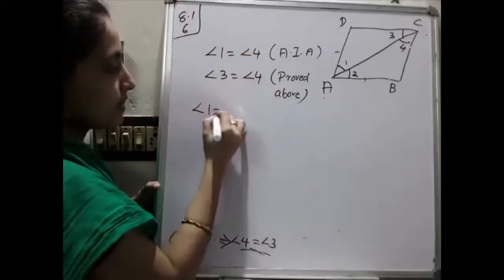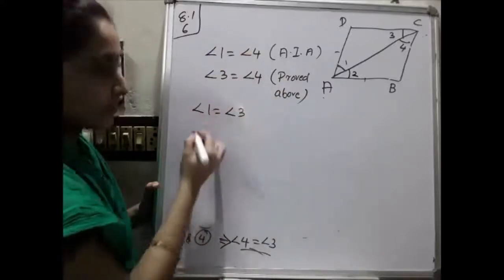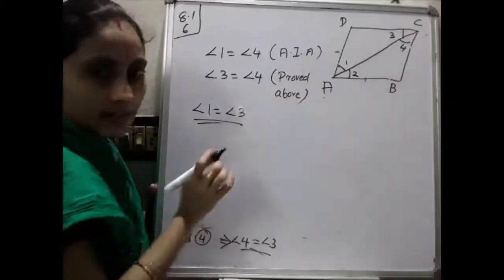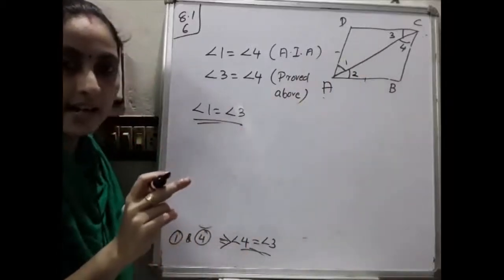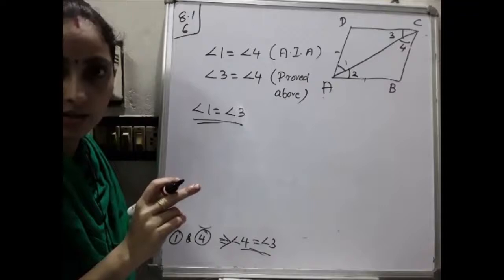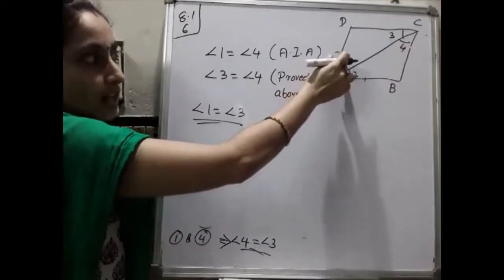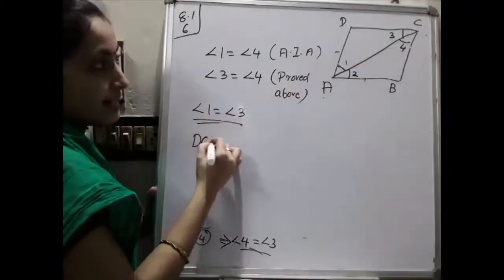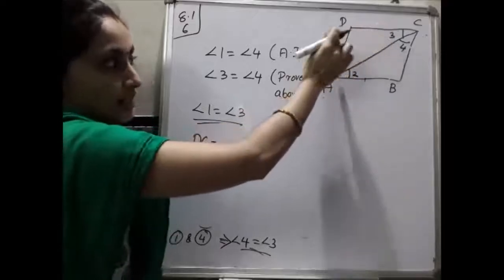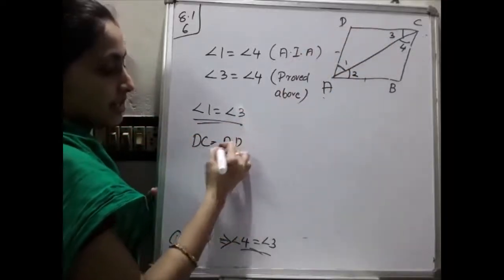So angle 1 will be equal to what? Angle 3. Okay, angle 1 and angle 3 are equal. But you already studied the side opposite to equal angles are equal, is it? So which is the side opposite to angle 1? DC. So you can write DC is equal to, the side opposite to angle 3 is AB. So DC is equal to AD.